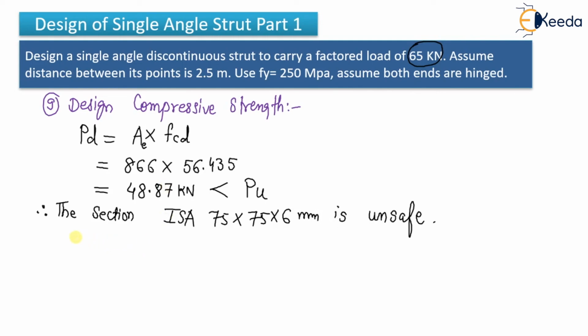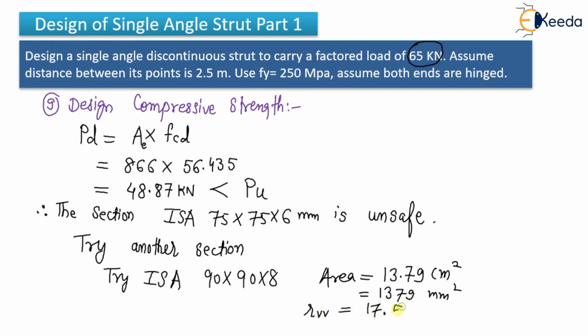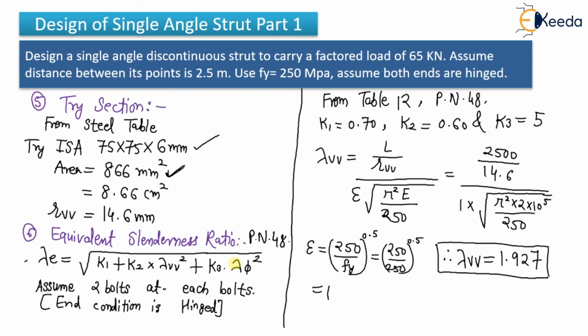So in next video we will try another section. You can write like this, try another section, and I'll try ISA 90 by 90 by 8, and whose area is how much? It is 13.79 cm square. You can check the steel table, and in mm square it will be 1379 mm square, and its r vv is given, it is 17.5 mm. Now from this trial section, which was that step? It was step number 5. So from step number 5, this one is over.